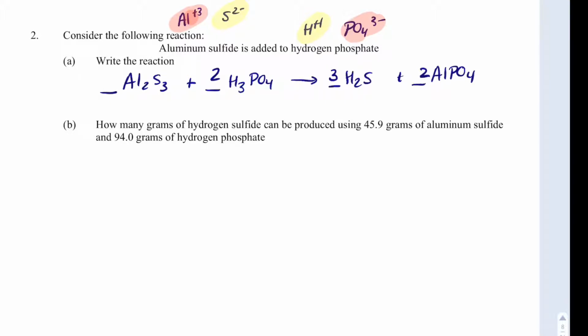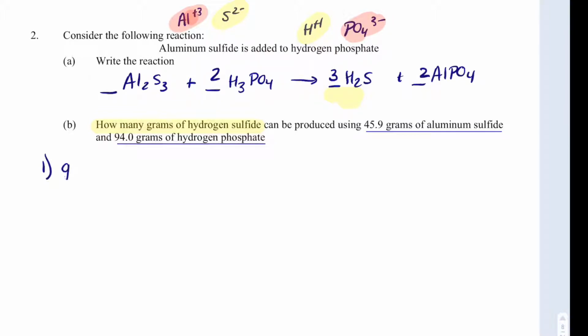And here's what I want to know: how many grams of hydrogen sulfide, that would be this guy, can be produced if I start with 45.9 grams of aluminum sulfide and 94 grams of hydrogen phosphate. Basically, one of these numbers I'll just convert to hydrogen sulfide. The problem is I don't know which number to choose, and I can only start with 1. Because of that, I know this is a limiting reactant problem.